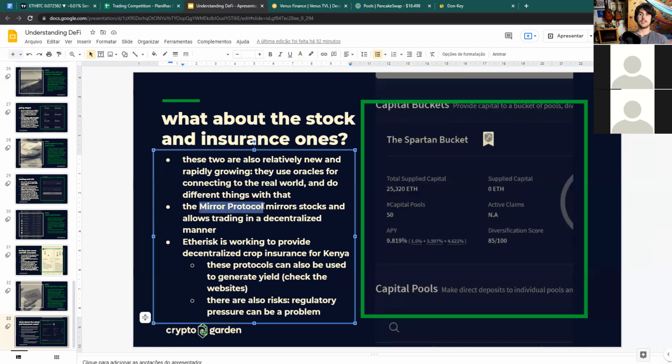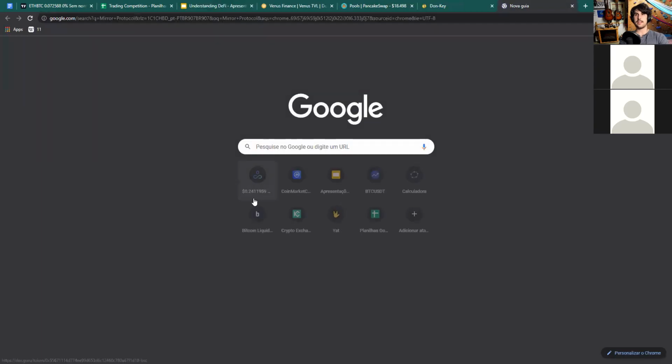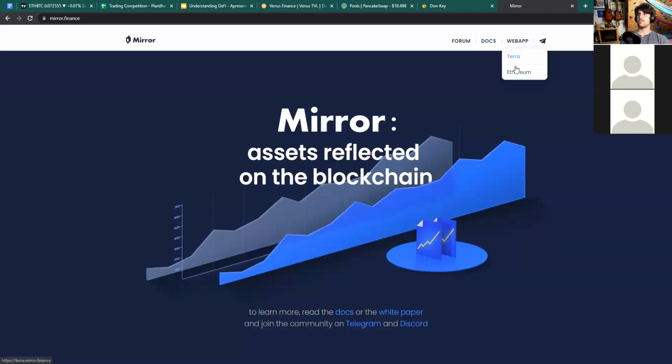So first, let's take a look at the Mirror Protocol. Here, you can go to the web app. Now, as I said, there's the Ethereum version, which is a little bit harder to use. And again, on Ethereum, you'll pay tremendous fees. It's just absurd to make a swap on Ethereum. I think it's over $200 just for a swap. And there's the Terra version.